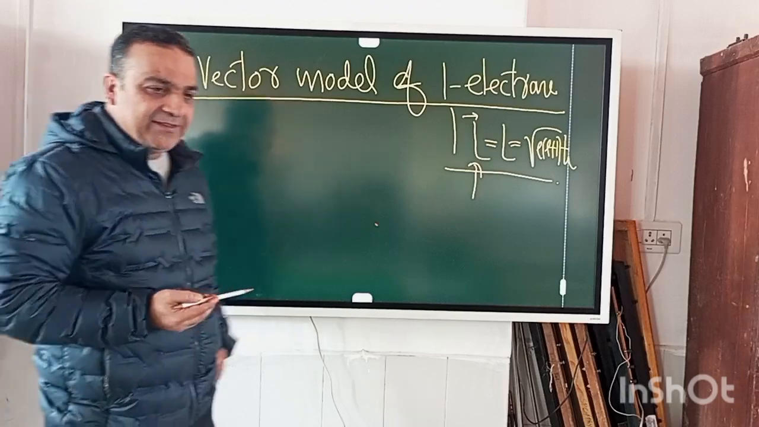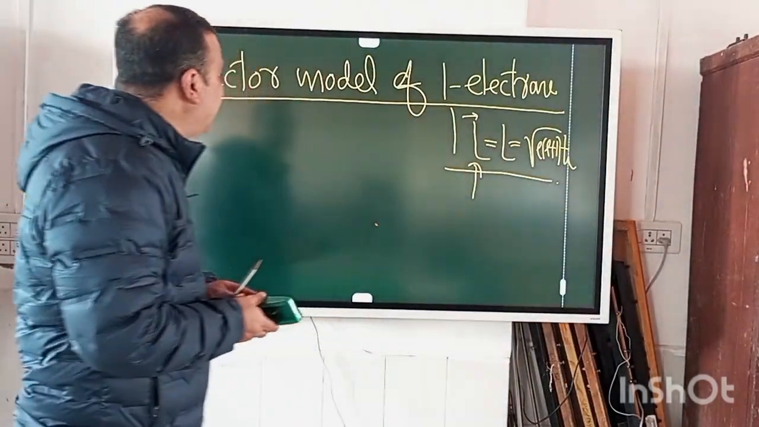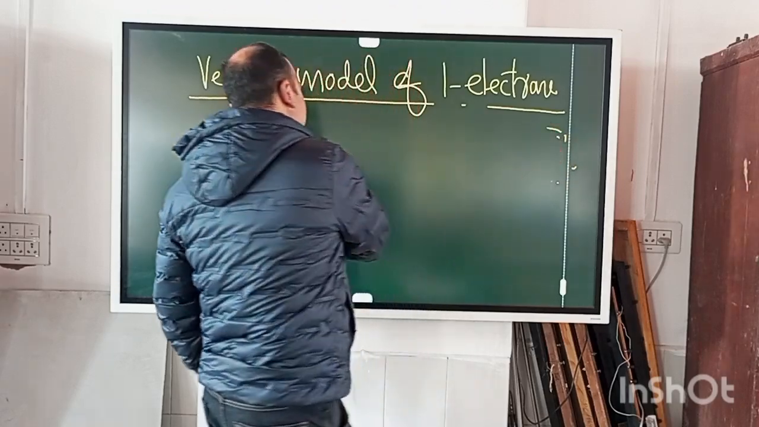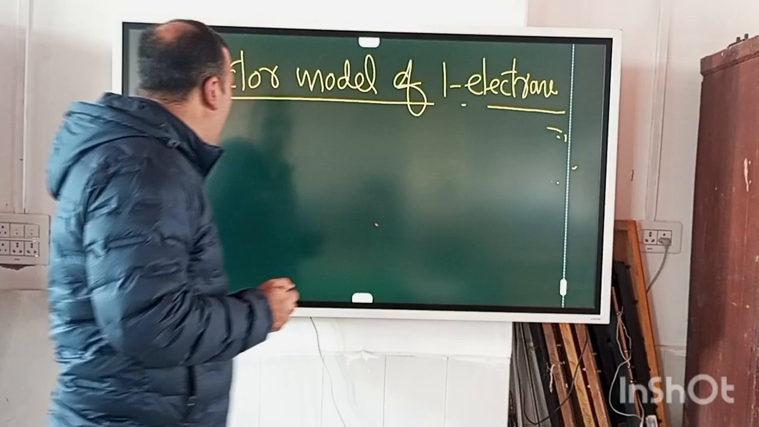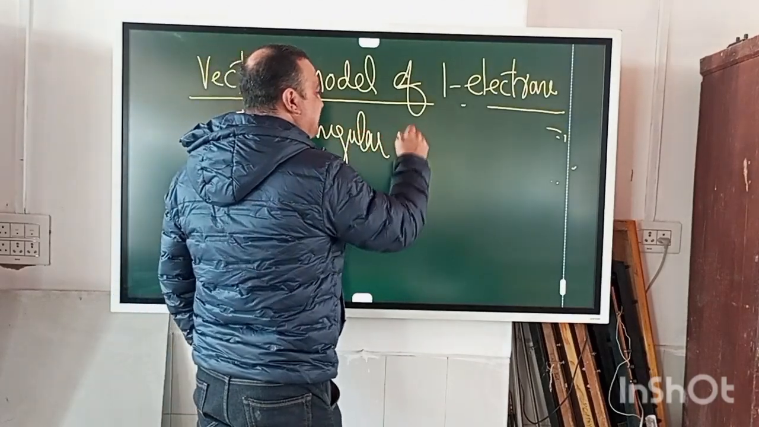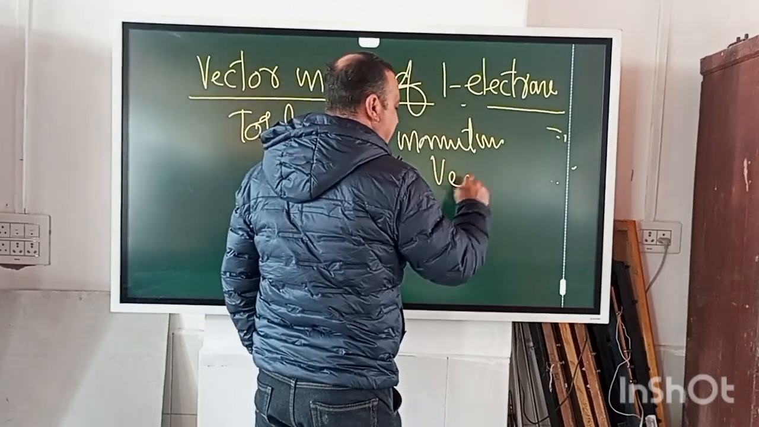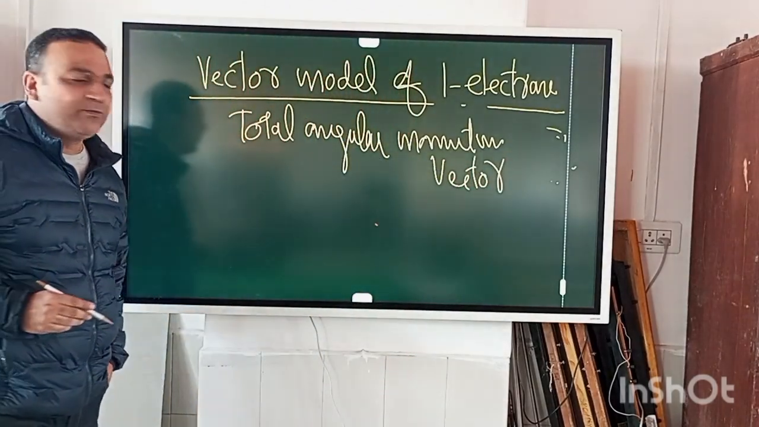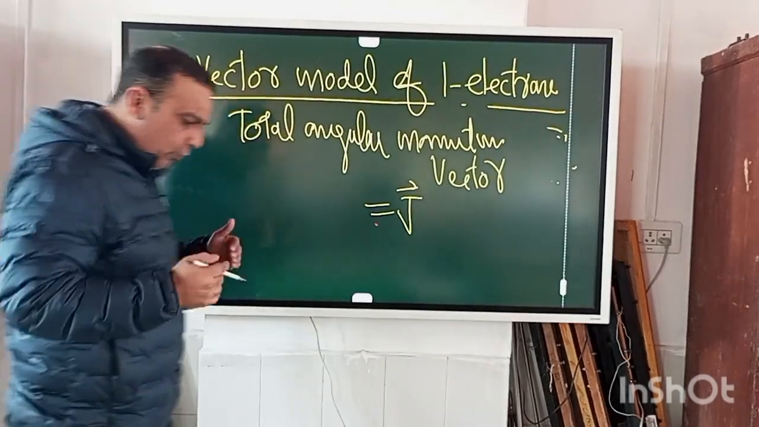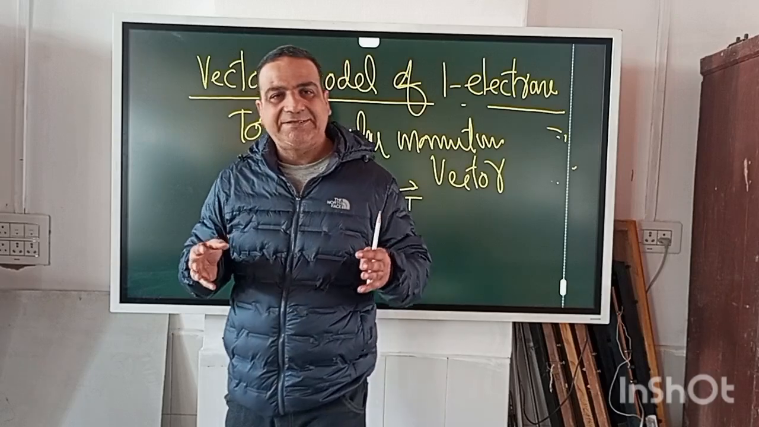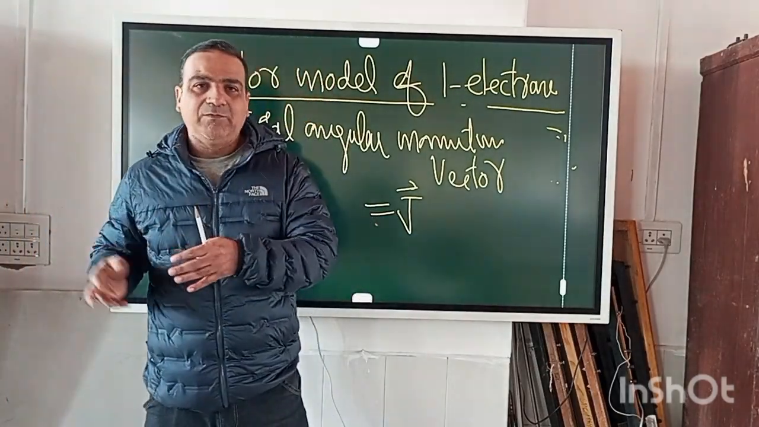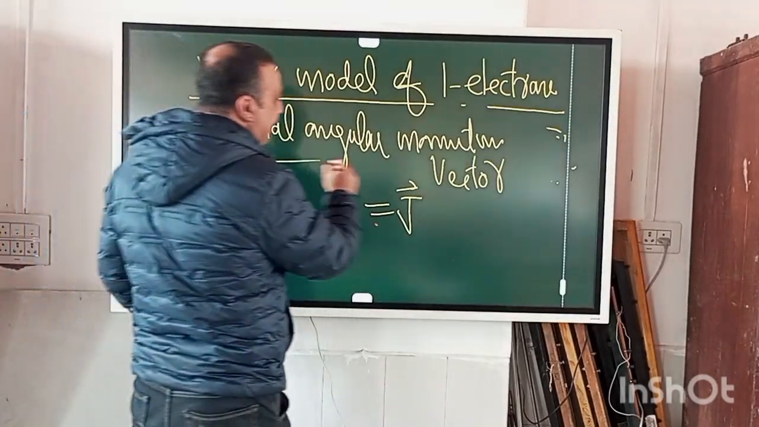So in demonstrating the vector model of this one electron atom, we have vector L and we have vector S. And here we start by talking about the total angular momentum vector. We symbolize this total angular momentum vector by J. This J is basically the coupling of the original things that we have in this one electron atom: it has orbital angular momentum and it has spin angular momentum. So when we couple the orbital angular momentum with the spin angular momentum, we get the total angular momentum J.